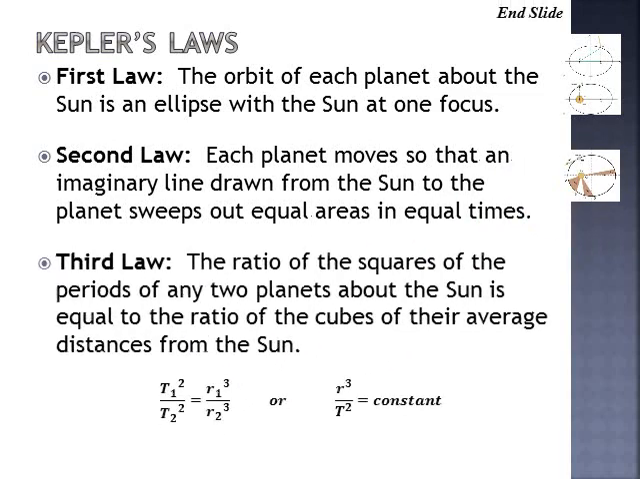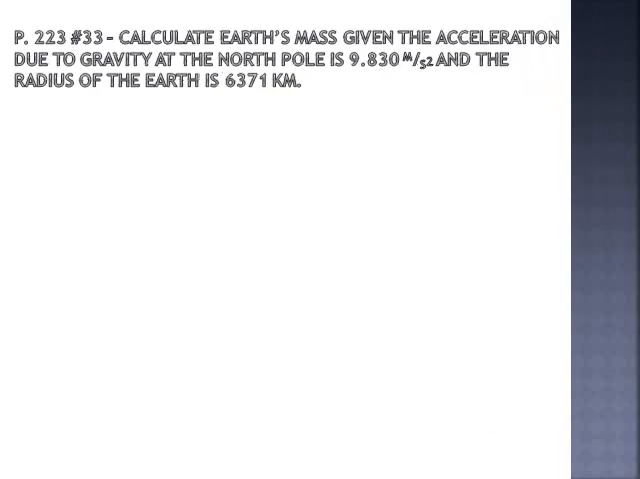Now Kepler's third law says the ratio of the squares of the periods of any two planets orbiting the sun is equal to the ratio of the cube of the average distances from the sun. Another way of saying that is that the radius cubed over the period squared for any planet going around the sun is going to be constant. Now this is something that actually Newton helped him to explain, but it does hold true that for any planet this is a constant.